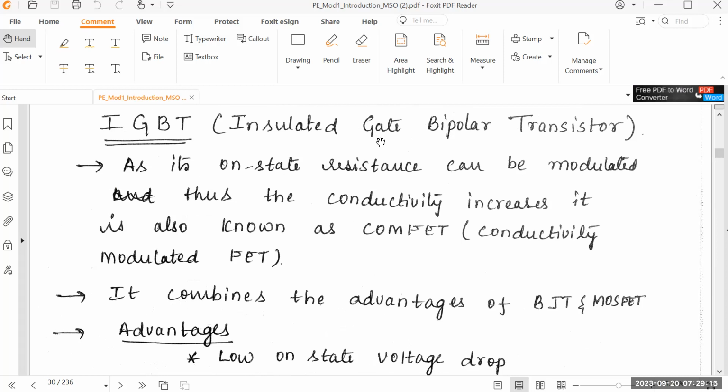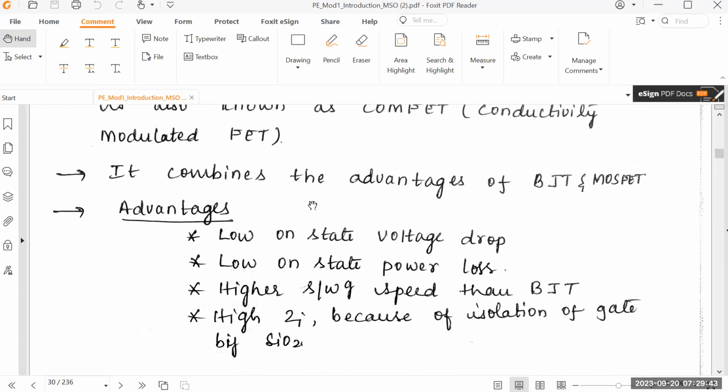The gate is a kind of terminal which is always present with MOSFETs, in fact with the technology of MOSFETs. Whereas bipolar transistors will not have a gate terminal. They will have only the terminals such as emitter, base, and collector. But here the gate terminal is written: insulated gate bipolar transistor. From the name itself we can understand that it's a combination of MOSFET and bipolar transistor, that is a BJT.